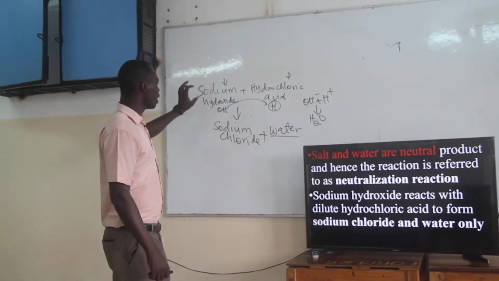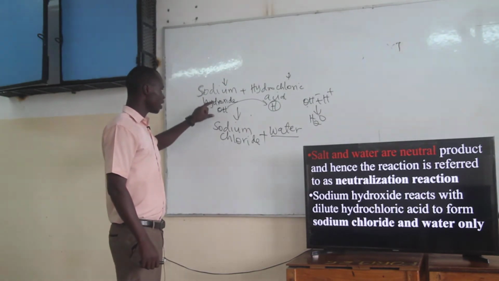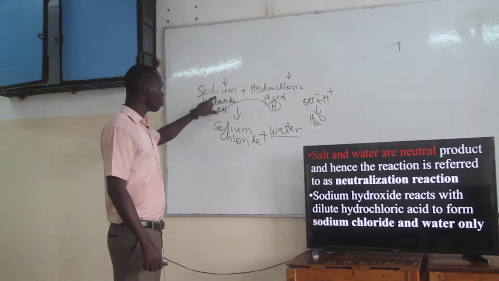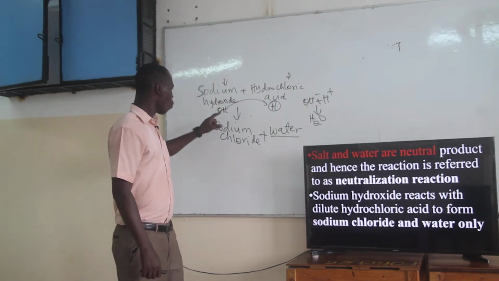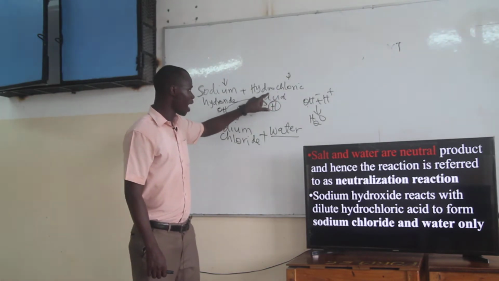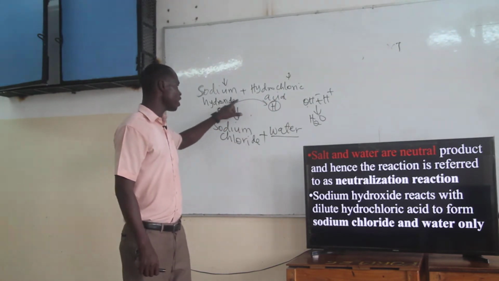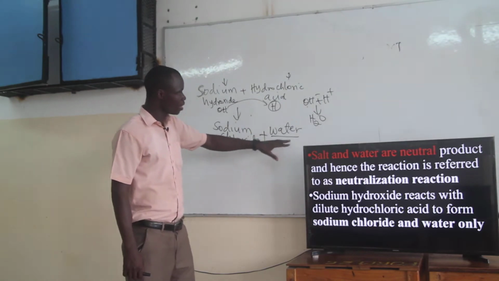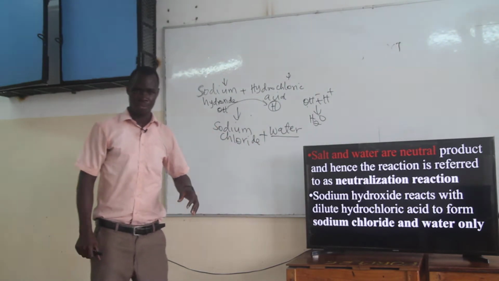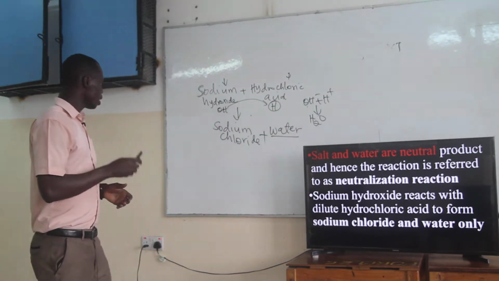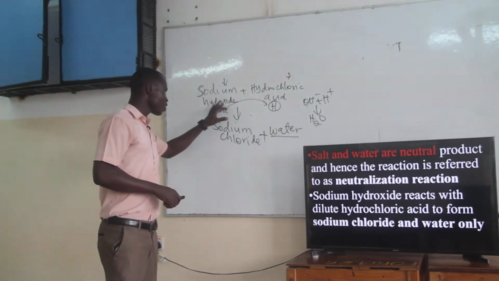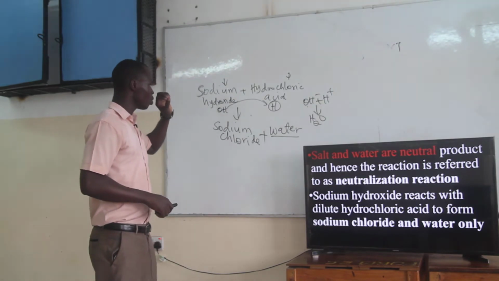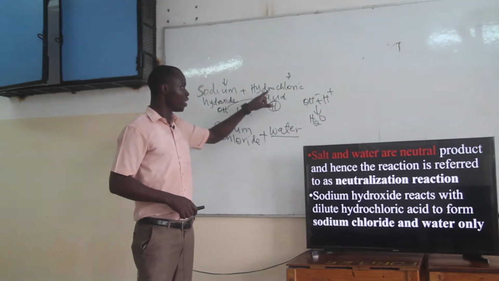Welcome back. Now, sodium hydroxide. Sodium will combine with chlorine to form sodium chloride, while the hydroxide and the hydro part will combine to form the water part. So any time you have a base, the oxide or the hydroxide part will combine with the hydro part.